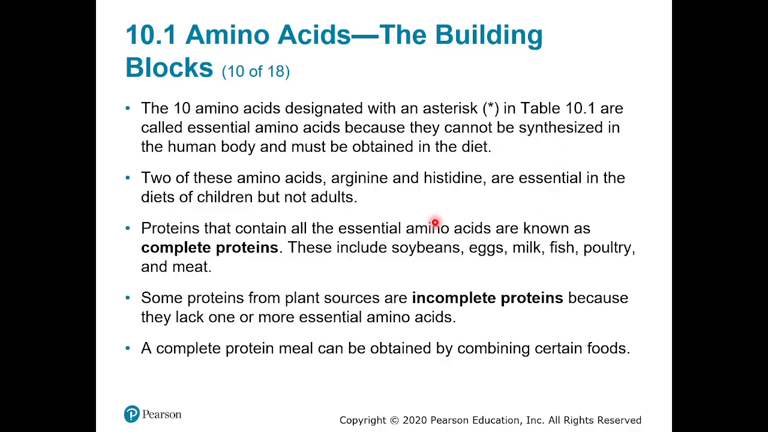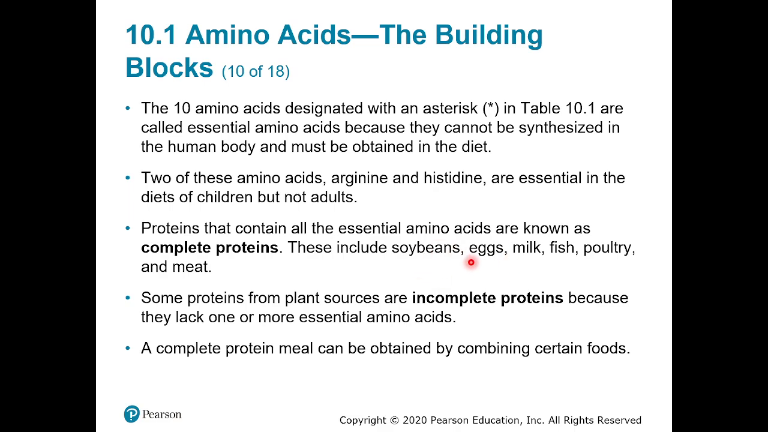So, 2 of these amino acids, arginine and histidine, are actually essential in the diets of children, but are not so essential in adults. We can go for fairly long periods without them and have very low levels of them. They're just not as needed once you're grown up. Proteins that contain all the essential amino acids are known as complete proteins. Most of these are animal proteins because animals have the same amino acids in their diets they need as us. And so if you eat all the parts of an animal, you're going to get pretty much everything, right?